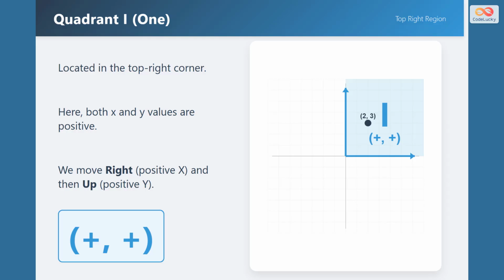Let's look at Quadrant 1. This is the region in the top right corner. In this area, values on the x-axis are positive, and values on the y-axis are also positive. So, any point that lands here will have a positive x-coordinate and a positive y-coordinate. The pattern is simply positive, positive.